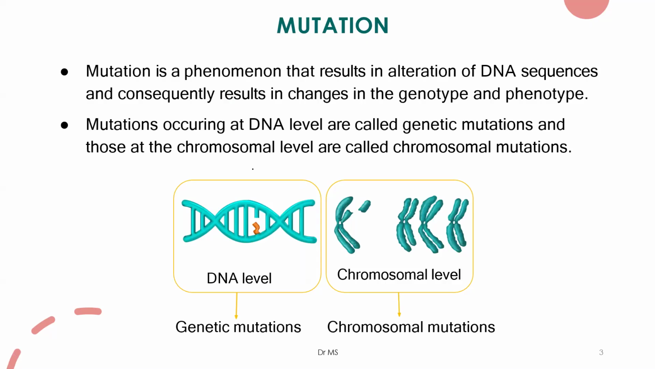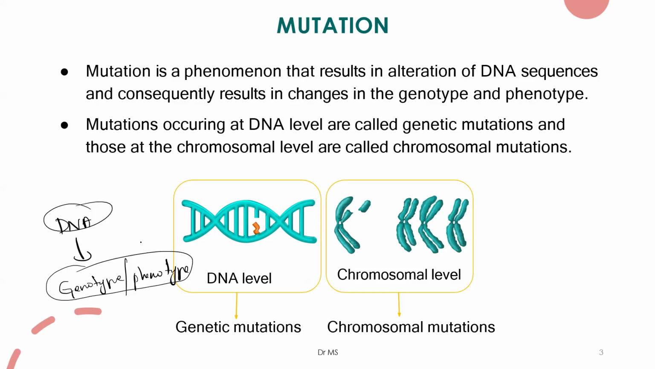Mutation is a phenomenon that results in an alteration in the DNA nucleotide sequence that will change either the genotype or phenotype. So what is mutation? The change in the genetic code which results in a change in the proteins. So that will induce an effect in the genotype or phenotype. Mutations occur either at the genetic DNA level or they could even happen at the chromosomal level.